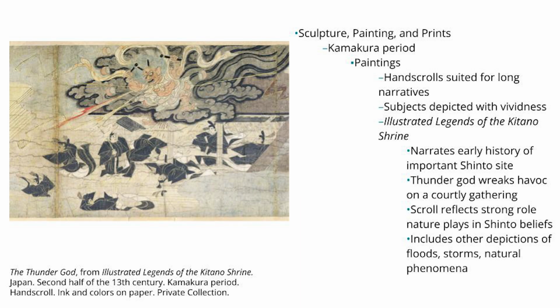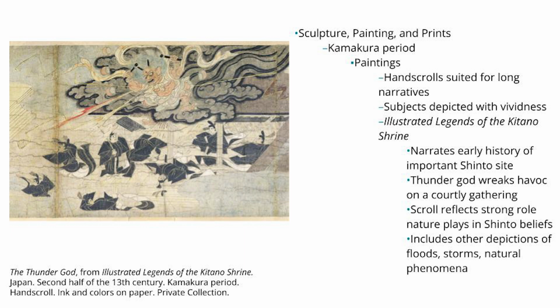Moving more towards paintings, still in the Kamakura period though, hand scrolls were suited for long narratives. So we've still got this idea of the hand scroll, but with a bit of a Japanese twist. The subjects were depicted with more vividness, more illustrativeness. Like you'll notice that they're a little bit more cartoony.